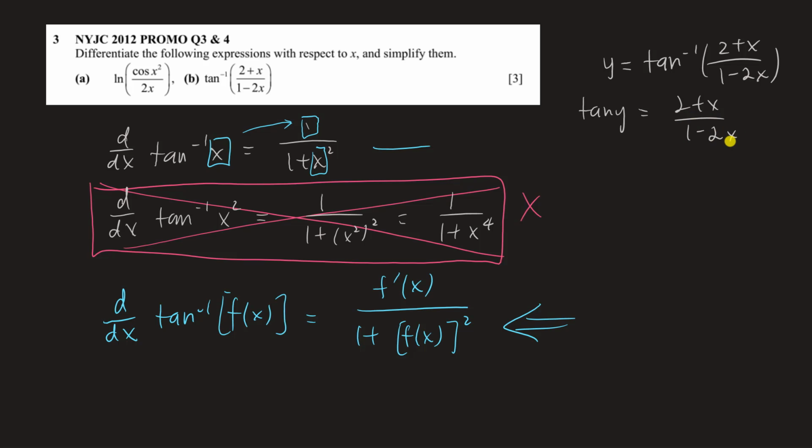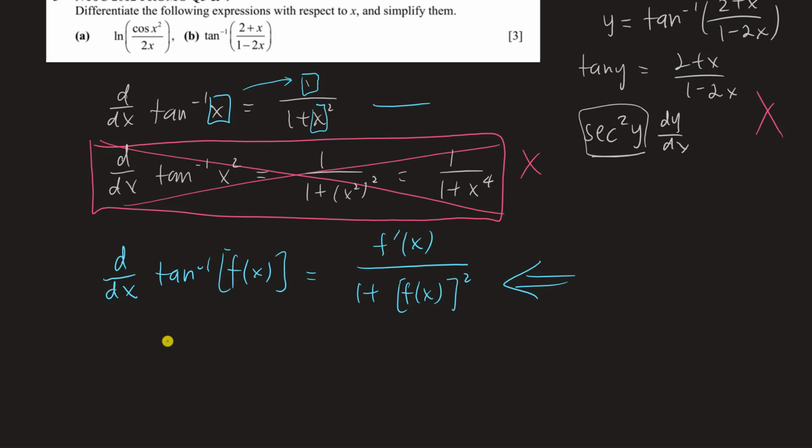Then why don't we do it implicitly, right? It looks easier. However, it's actually not, because this will give you sec²y dy/dx, and this will be a nightmare to convert later, right? Because this y is actually this. So sec²y would be sec² of tan⁻¹ of (2 + x)/(1 - 2x). It's a horrible conversion to do later. We will not use this strategy here. Let's just brute force it, because sometimes the only way to do it would just be to brute force it.